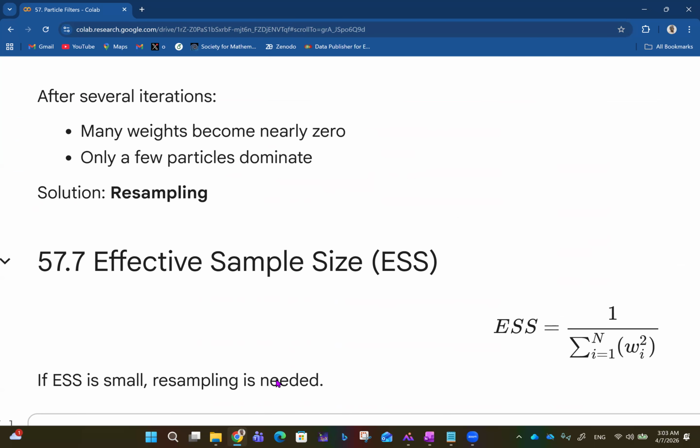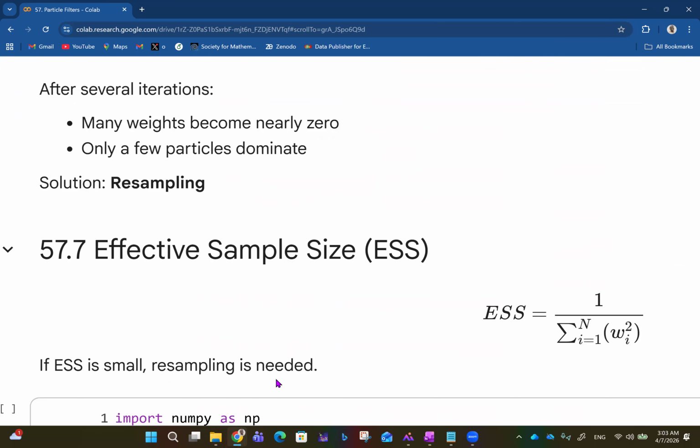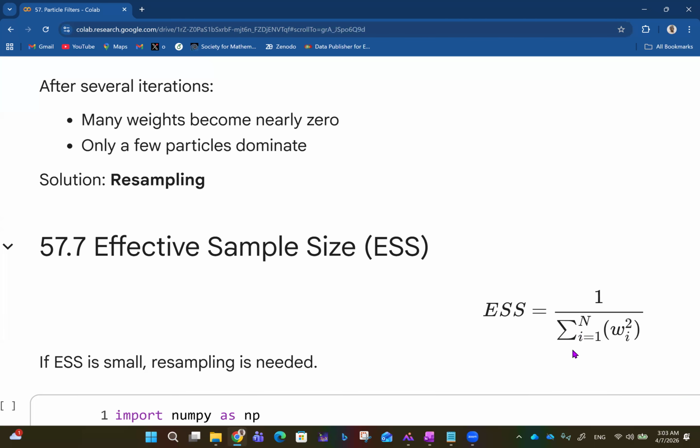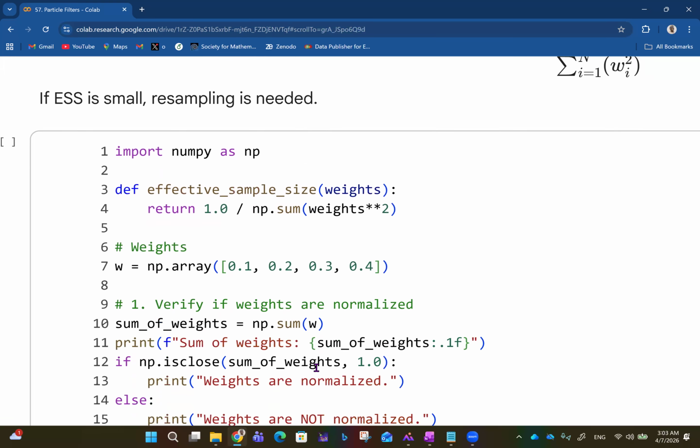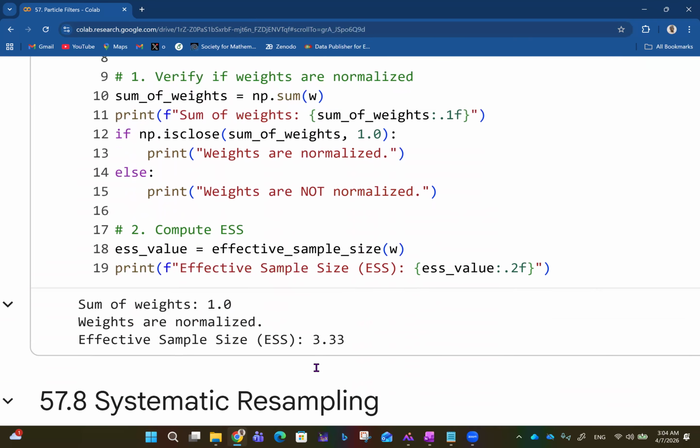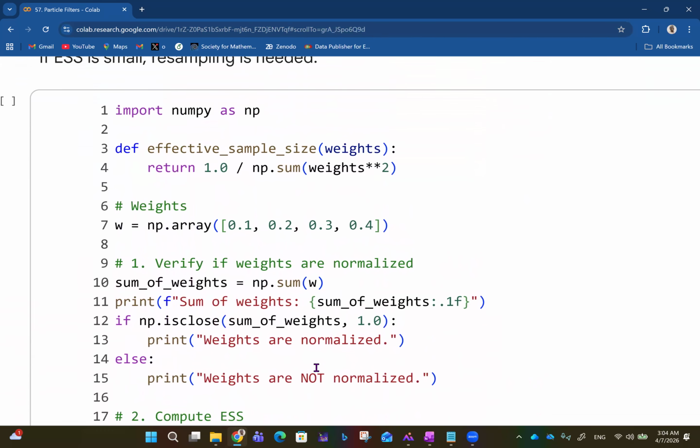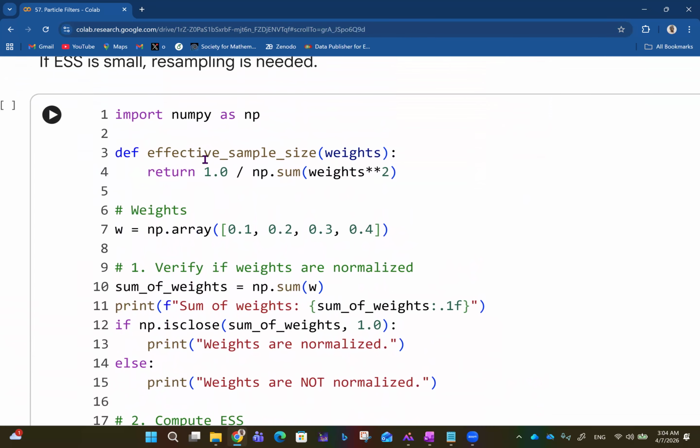And then that takes us to the concept of effective sample size, ESS. So ESS is 1 over the summation from i equals 1 to n of w_i squared. So if ESS is small, then resampling would be needed. Imagine you define a function called effective sample size for the weights, and then you return 1.0 divided by the sum of the square of the weights. And for the weights you can then have 0.1, 0.2, 0.3, 0.4, like that. And then you can verify if weights are normalized.